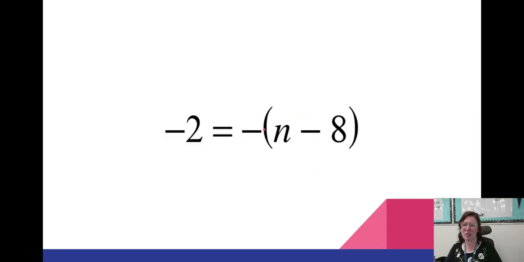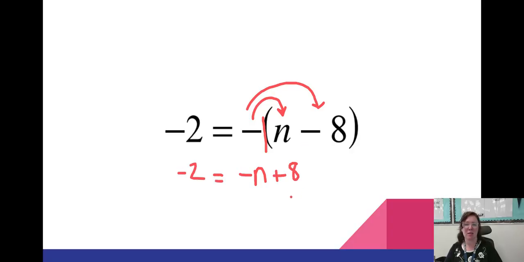Okay, a little tricky. There's an invisible 1 right here. So we're going to multiply negative 1 times n, which is negative n, and negative 1 times negative 8, which is positive 8. Subtract 8 on both sides. We get negative 10 equals negative n. Well, again, remember that's an invisible 1, so we have to divide by negative 1 on both sides, and we get that n equals 10.